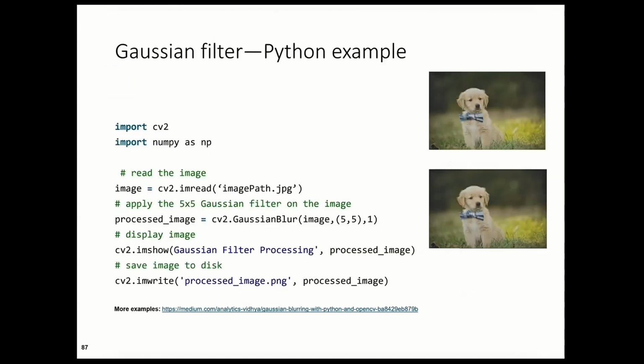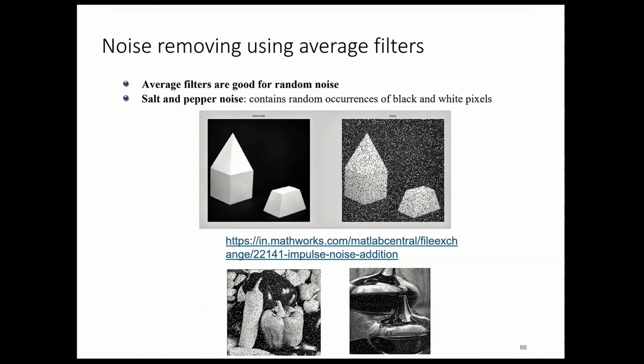Okay, this is again a Gaussian filter example. We just read the image, then find the Gaussian blur kernel of 5 by 5, and then I just convolve. Okay, this is the Python code. I think I don't have the MATLAB code, but yeah, you can do the MATLAB as well.